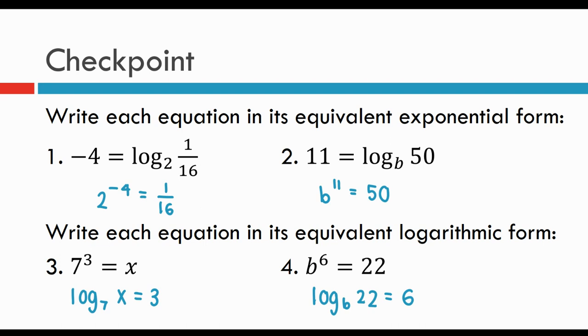So hopefully these are what we got. In number 1, we should have had 2 to the power of -4 equals 1/16. Number 2 should have been b to the 11th power equals 50. Number 3 is log base 7 of x equals 3. And number 4 is log base b of 22 equals 6. So hopefully we are starting to feel comfortable writing back and forth between these 2 forms. That's going to be crucial in a later lesson.